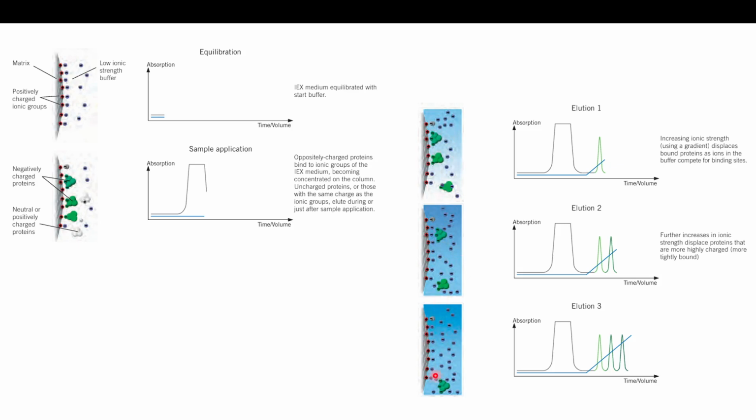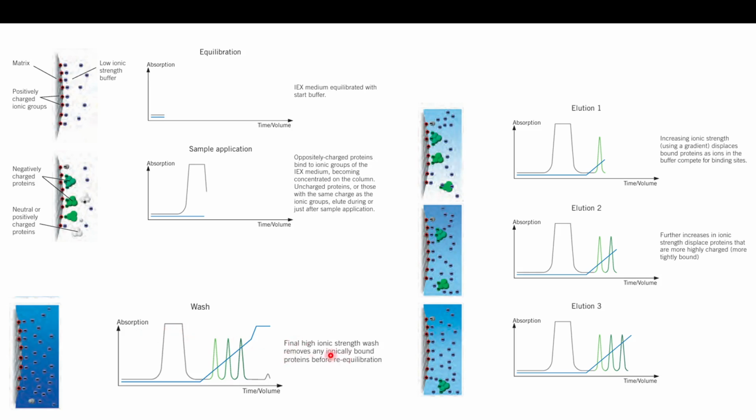Eventually, at higher concentration of these negatively charged ions, most of the matrix is occupied by those ions, whereas the proteins now elute out. As the ionic strength increases, this blue line that is being shown here, the proteins start eluting out. This is what is being shown here. And after elution, at different steps, you wash with the final, highest ionic strength wash, which removes any ionically bound proteins before re-equilibration.